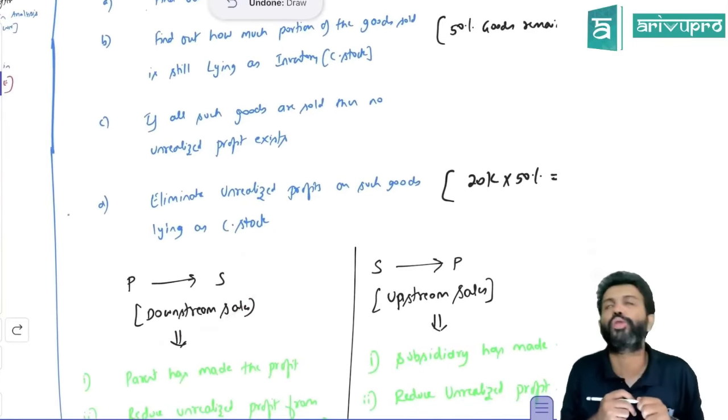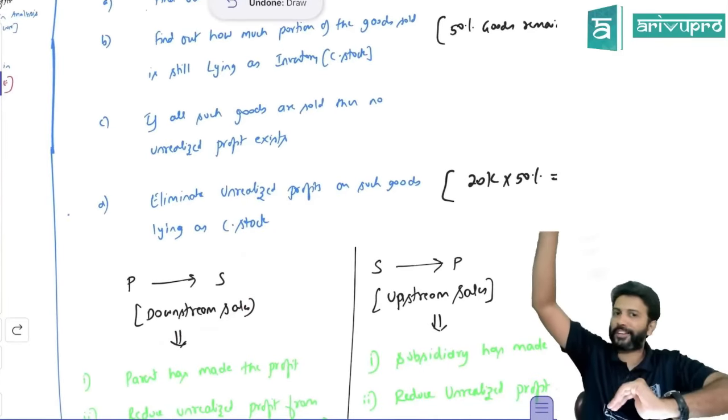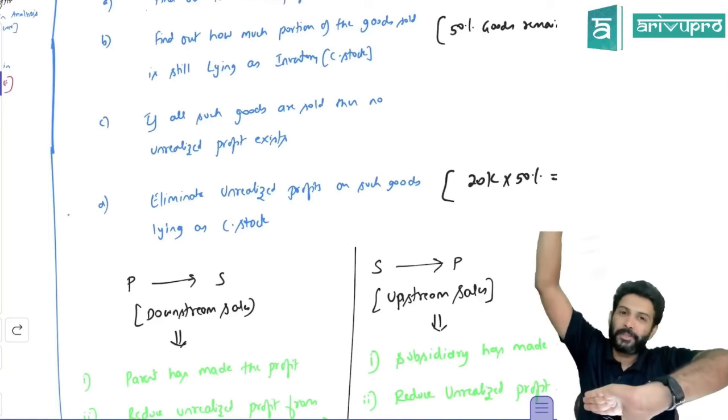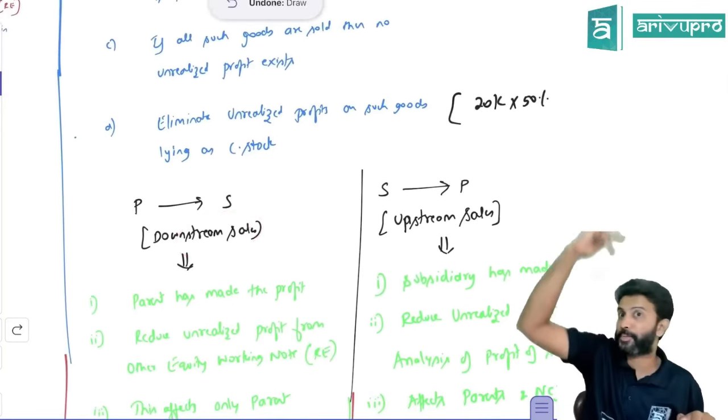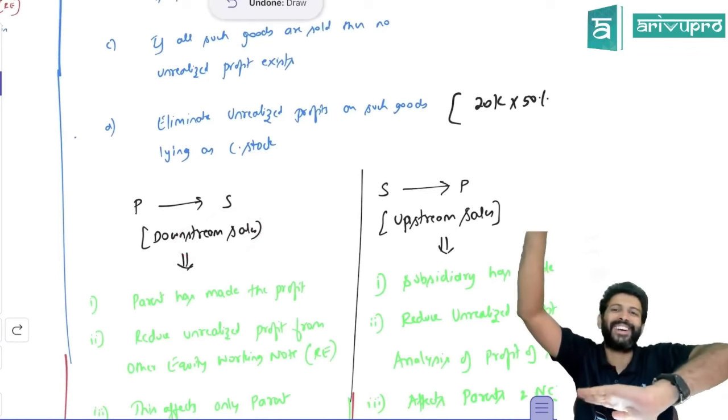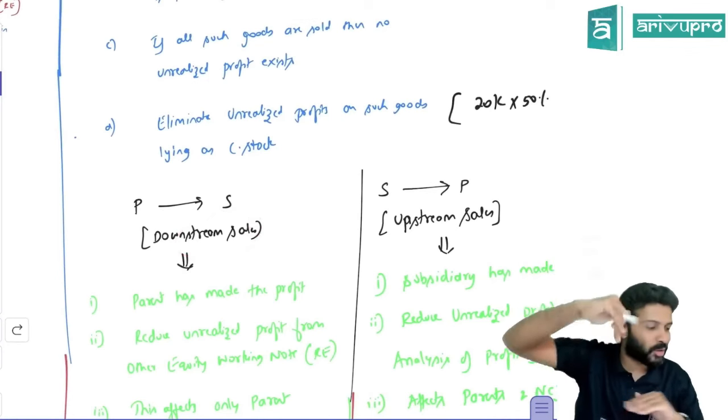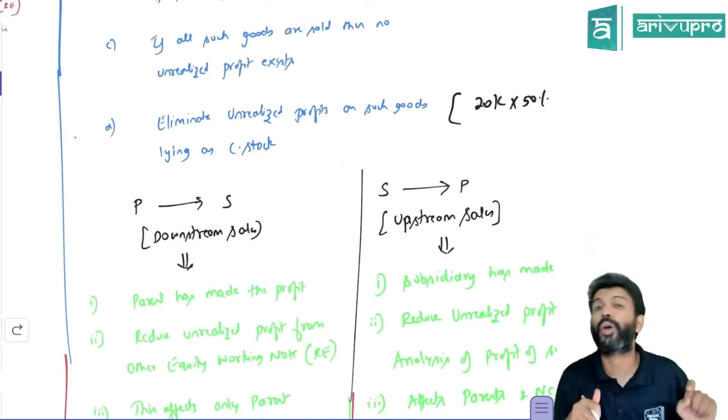If parent has sold goods to subsidiary, so parent is the father, subsidiary is the son. So that means parent is selling the goods to subsidiary, we call this a downstream sale, because parent is at the top, subsidiary is at the bottom. So parent has sold means the arrow is going down. So hence we call it a downstream sale.